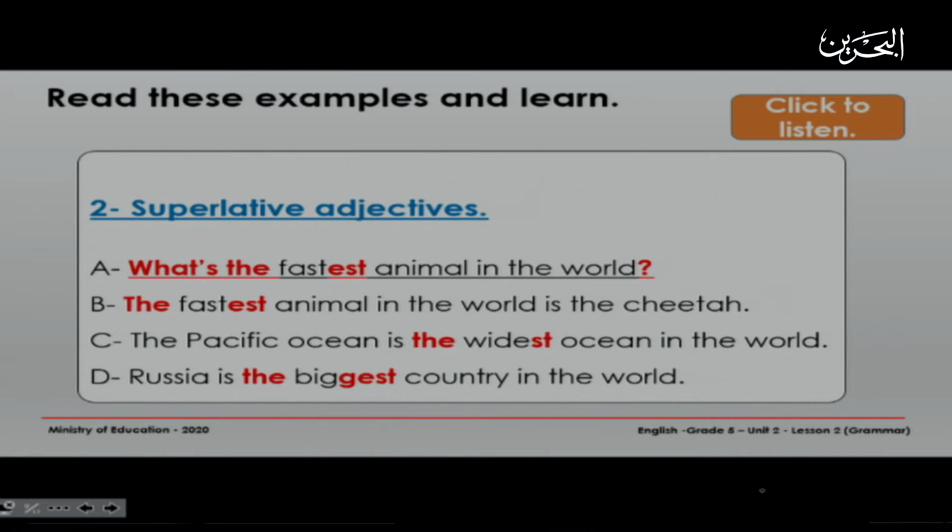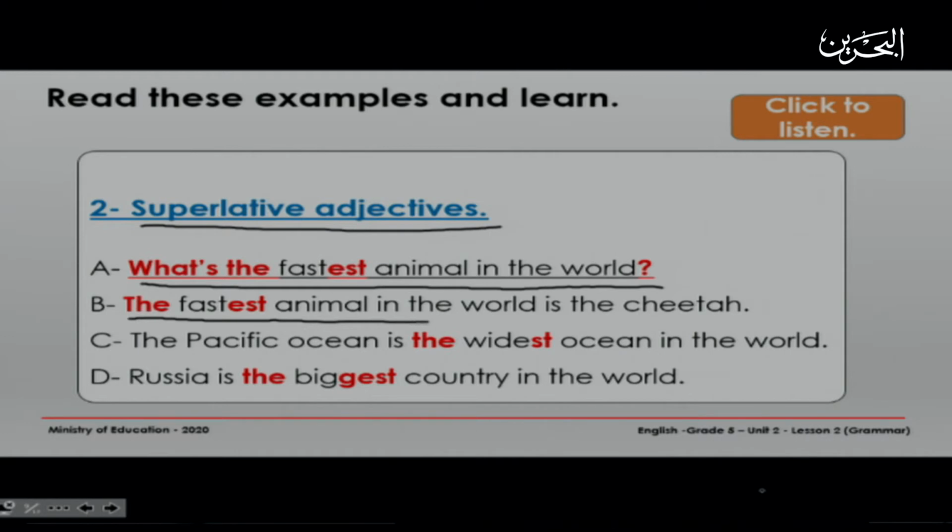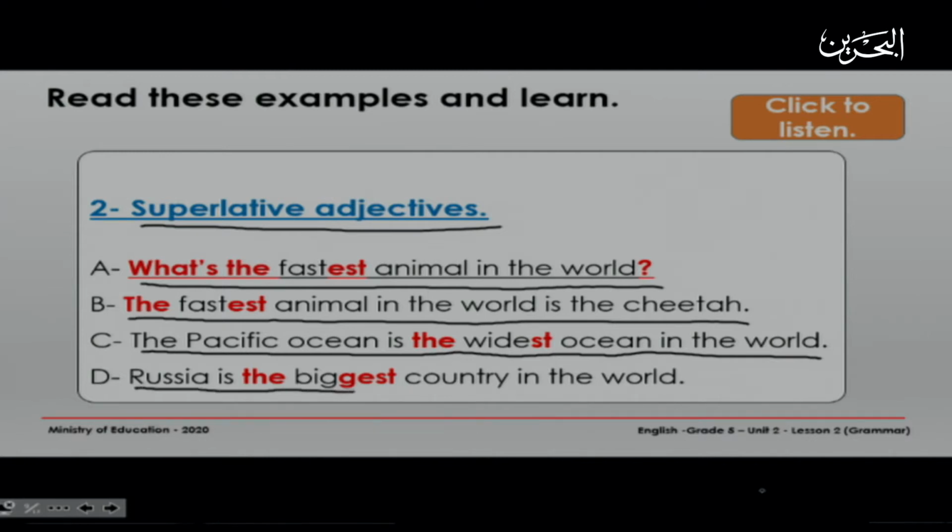Now let's look at examples on superlative adjectives. What's the fastest animal in the world? The fastest animal in the world is the cheetah. The Pacific Ocean is the widest ocean in the world. Russia is the biggest country in the world. Now pay attention to what's written in red.